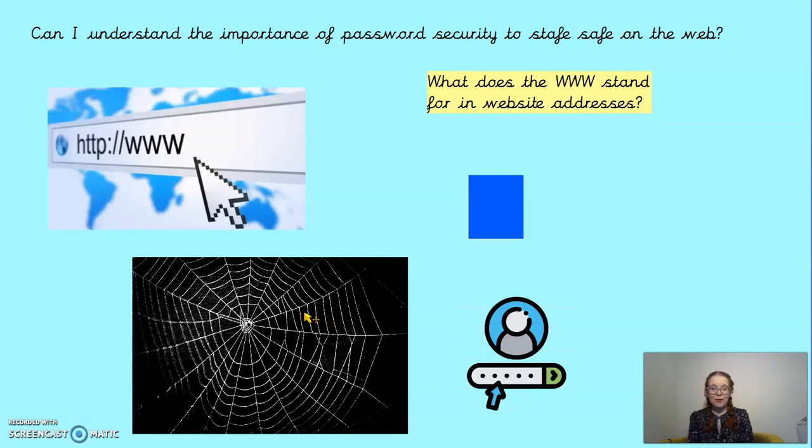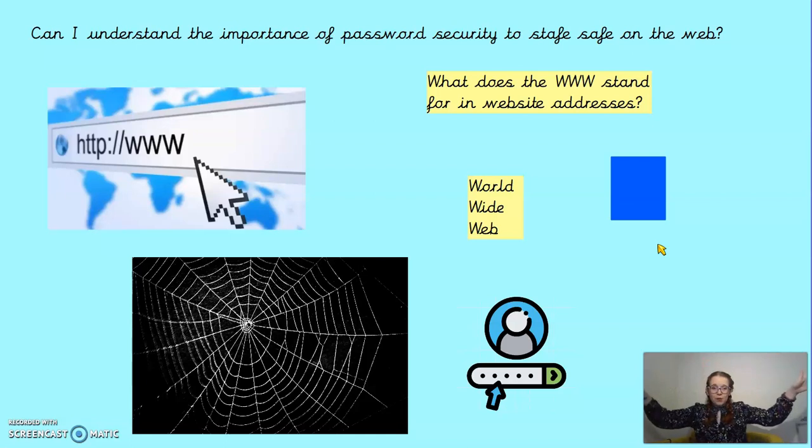Okay, yes, if you know this already, then you won't be surprised to hear that it stands for World Wide Web, which means the internet is all over the world. And it's spread out a bit like a spider's web, which is why it's called a web. It's the World Wide Web. So today we are looking at the importance of password security to stay safe on the web.